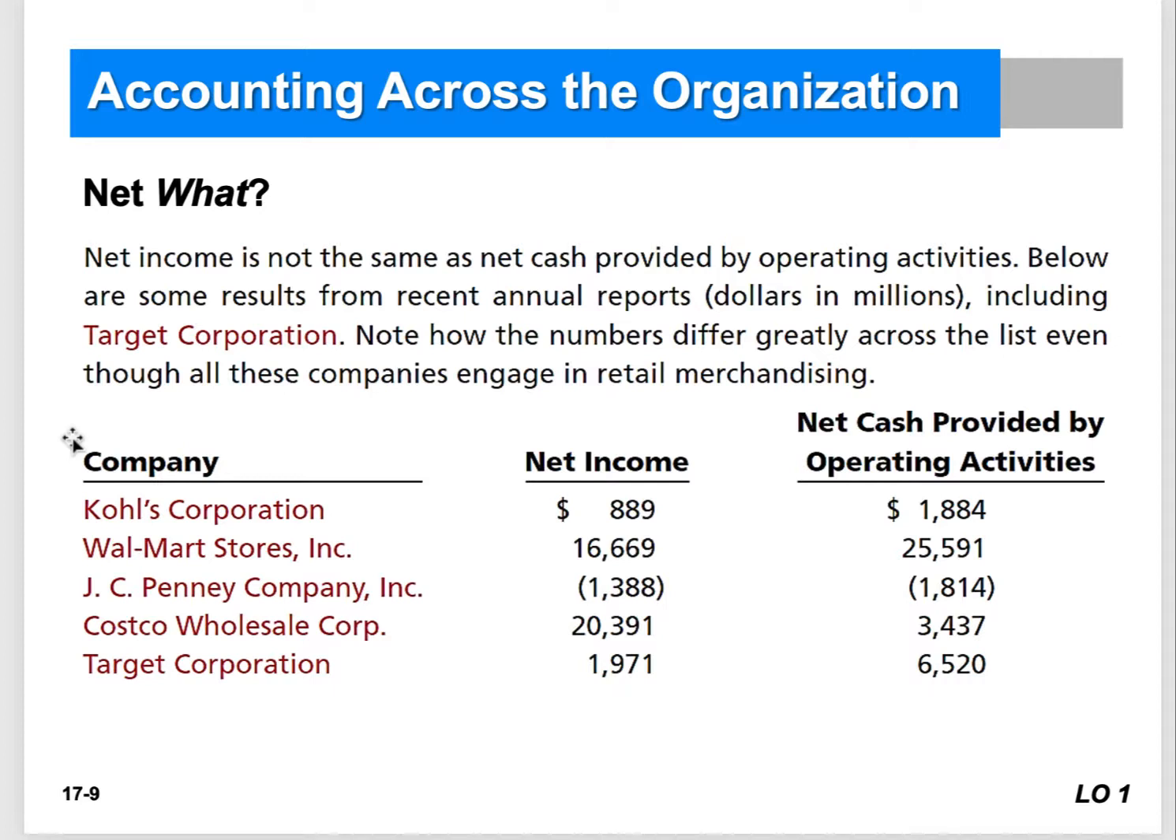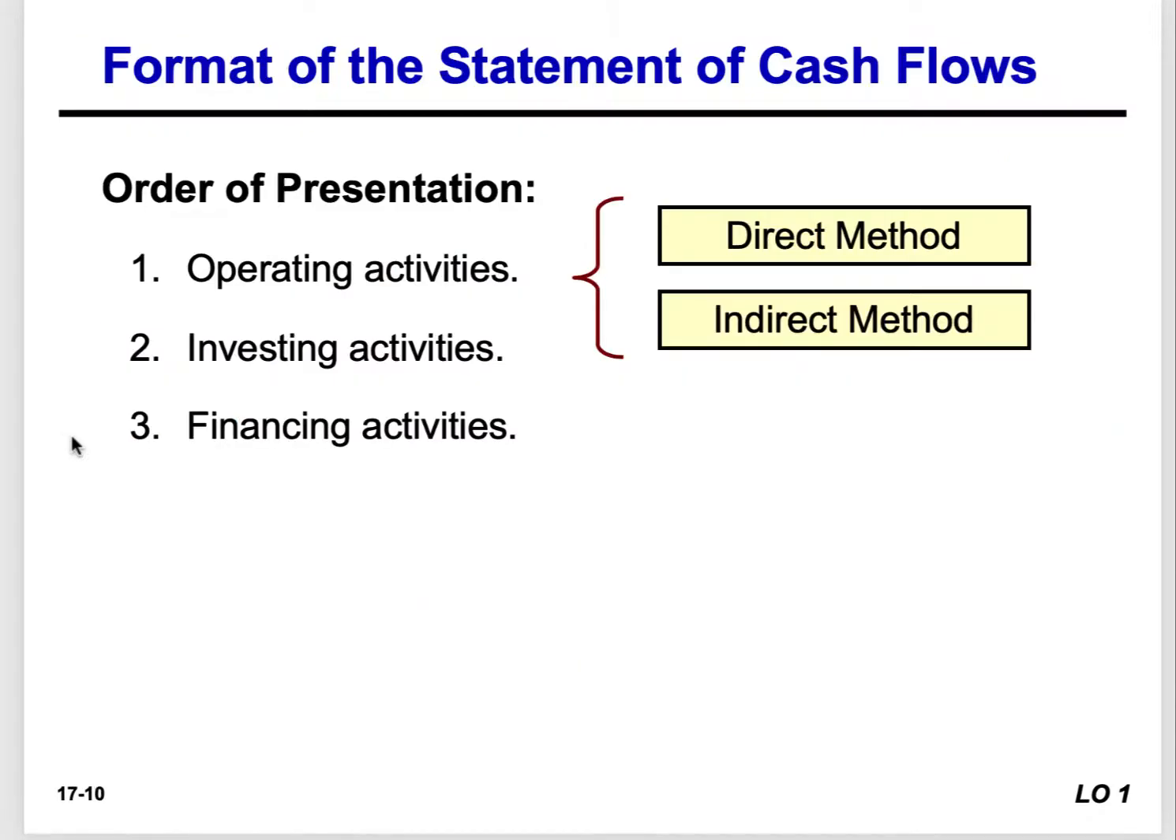$3,437,000. Okay. Now, when we're talking about net cash, it's just the difference between the cash we have coming in and the cash we have going out. Okay. When we're looking at the statement of cash flows, we need to worry about the presentation. How are we formatting this statement of cash flow? Well, first we present cash flow from operating activities. Then we present cash flow from investing activities. And then we present cash flow from financing activities.